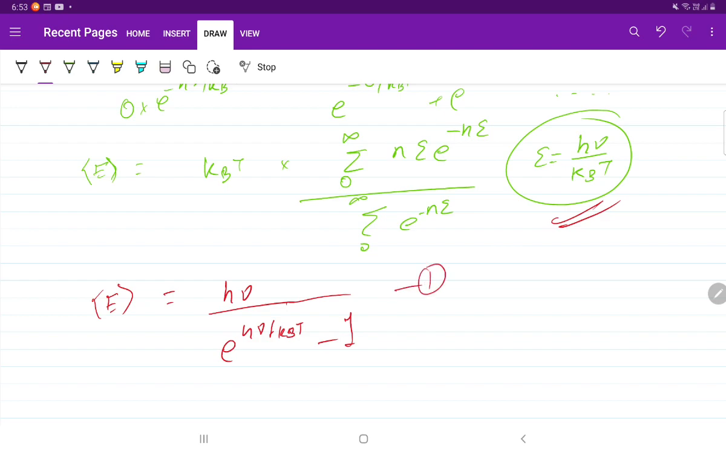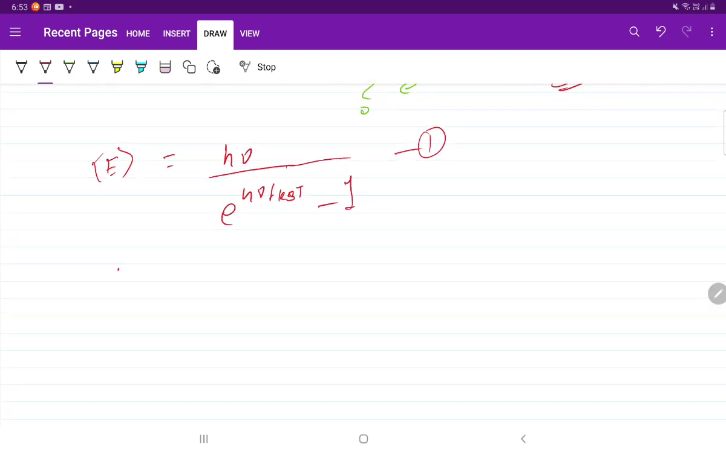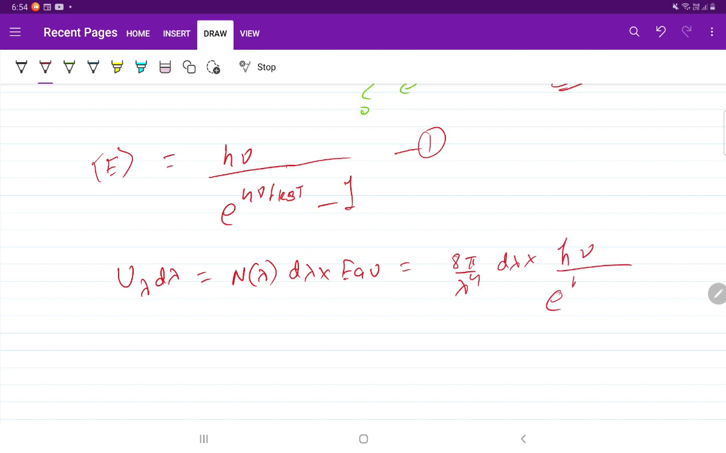This is equation 1. Now I can write u lambda d lambda is equal to n as a function of lambda d lambda into E average, which will come out to be 8 pi by lambda to the power 4 d lambda into E average, which will be h nu by e to the power h nu by kBT minus 1. Now we have written everything in terms of lambda. That is why we will substitute nu as c by lambda.